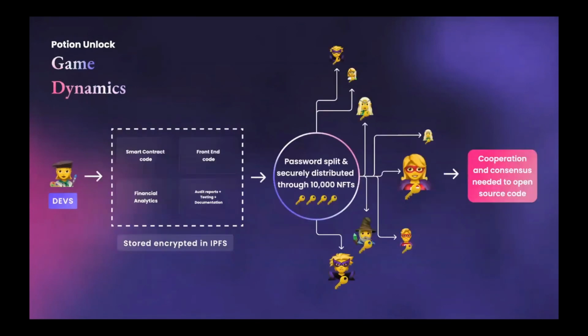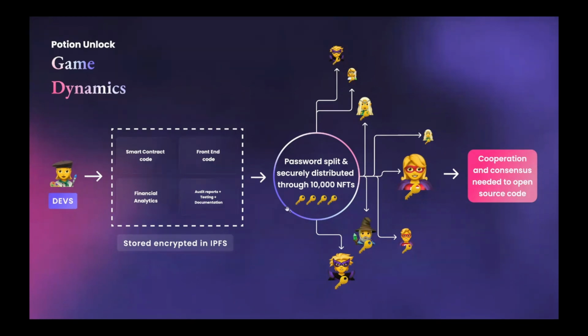So let me actually double click on this a little bit. We're actually going to leave a little bit of mystery around Potion Unlock, but we also want to give you just a sneak peek into how this is going to work. So here is us, the developers. We're going to take all the code that we've written, the audited smart contract, the front end, Potion Analytics, as well as all the testing, documentation, and audit reports. And we're going to store it in IPFS. But we're going to store it in an encrypted fashion. So we're going to encrypt this with a very long, very strong password.